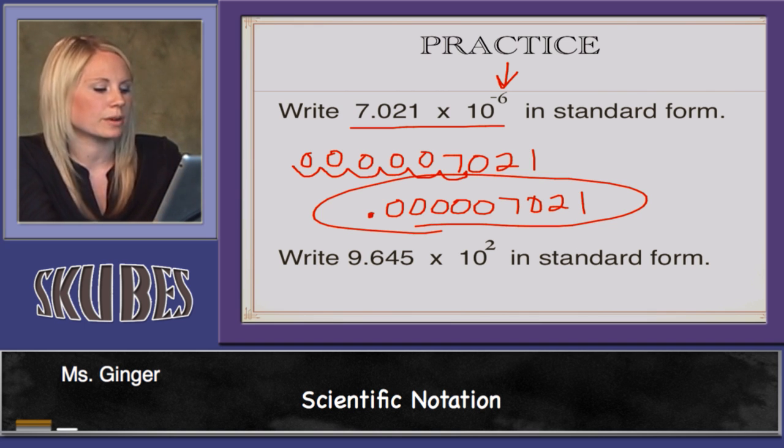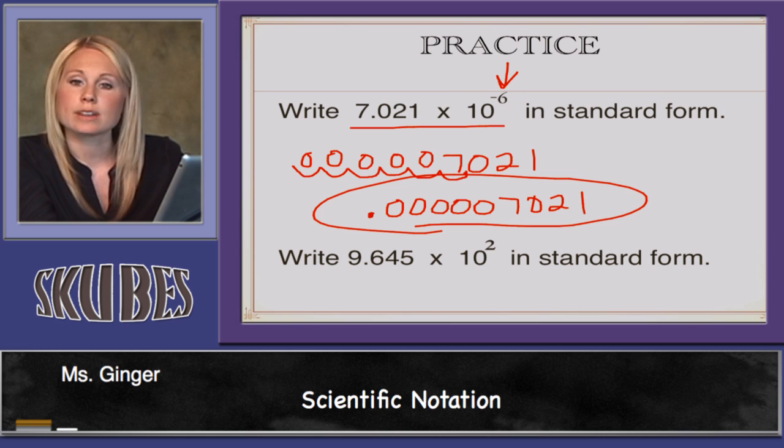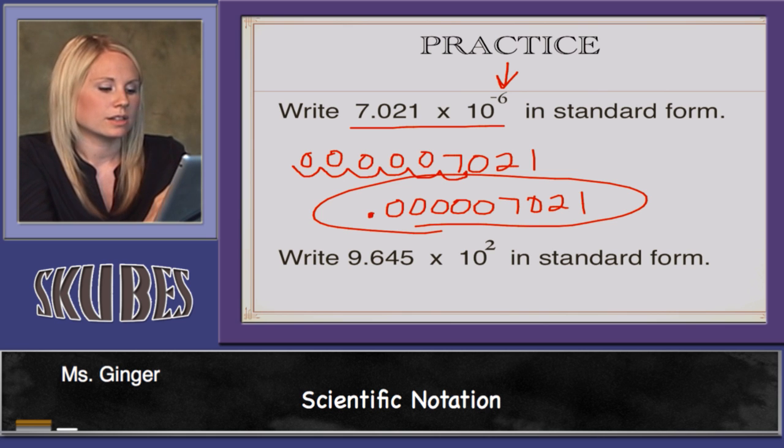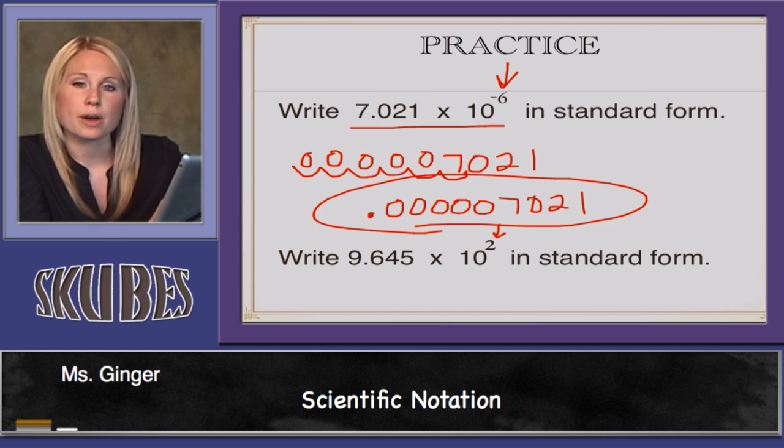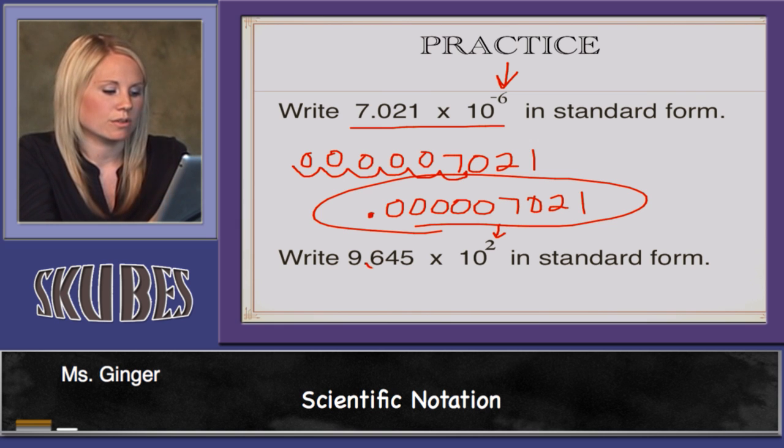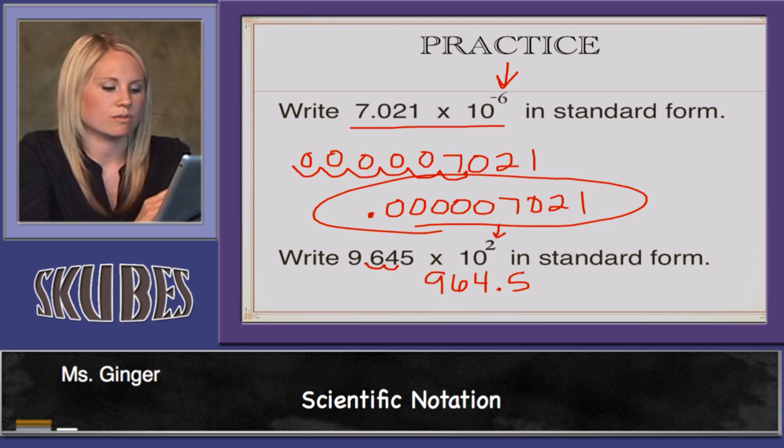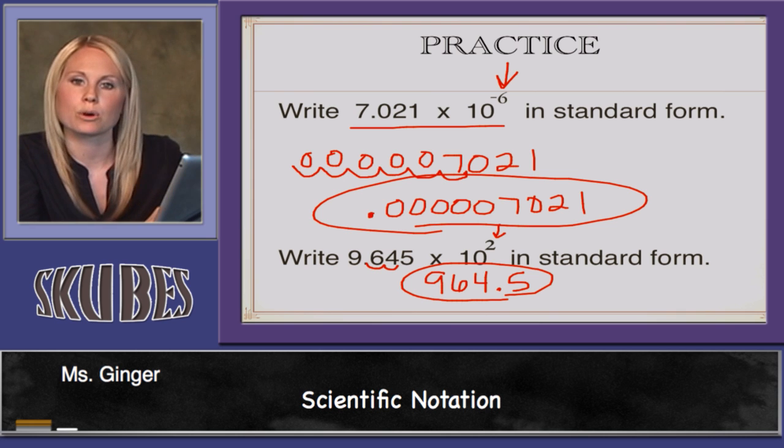All right, what about this second one? 9.645 times 10 to the second. Take a look at your power again. Notice if it's positive or negative. If it's positive, we're going to move to the right. So count over 2 spots. And our new number will have the decimal located after that 4. So here's our new number in standard form.